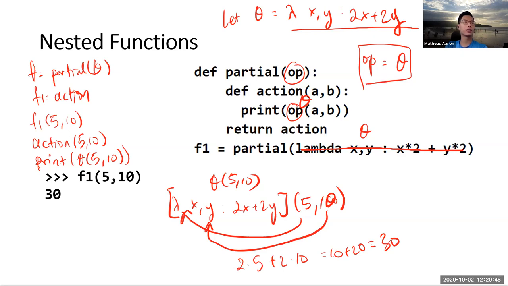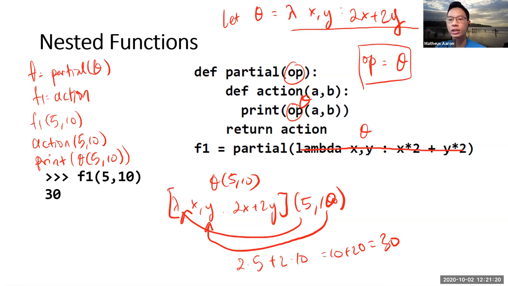The partial theta is equal to partial OP, so OP here is theta. So I'll replace OP with theta 5, 10. I have theta 5, 10 already, and theta is already defined as this function, as we earlier substituted. So we substitute theta back into the equation: theta xy is equal to 2x plus 2y, 5, 10. I insert the values of x and y, and you get 30.